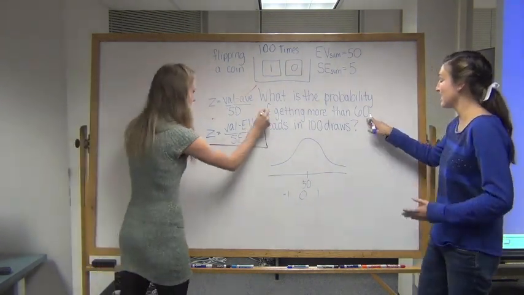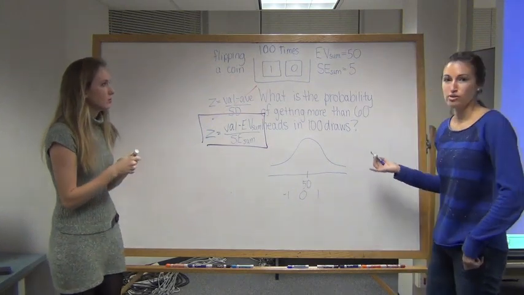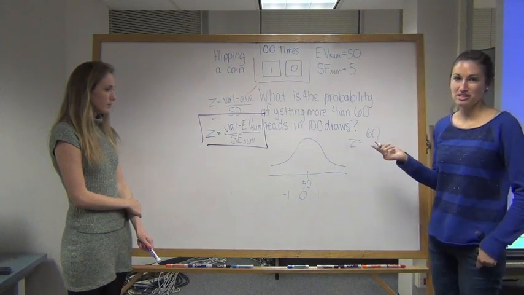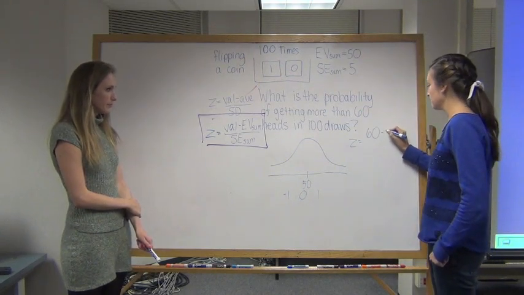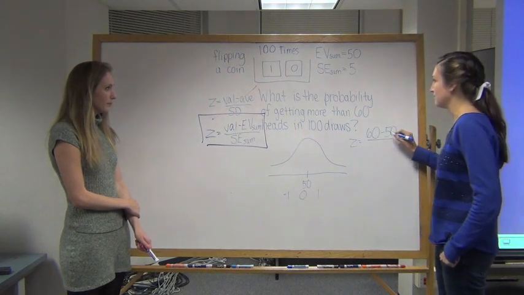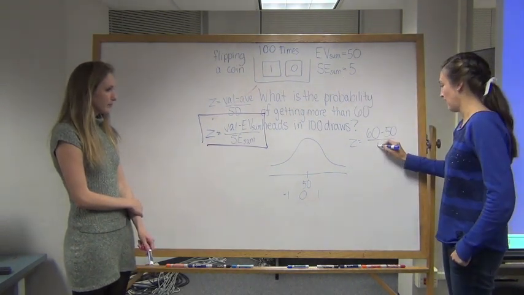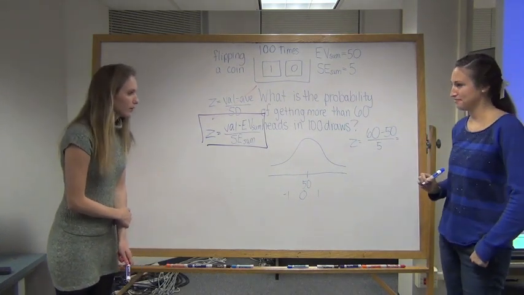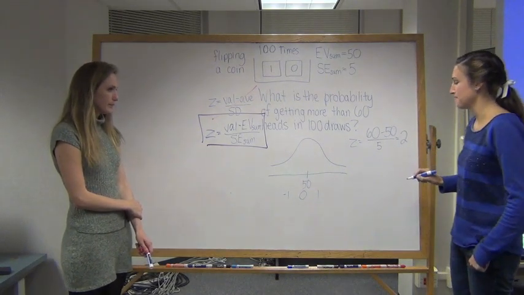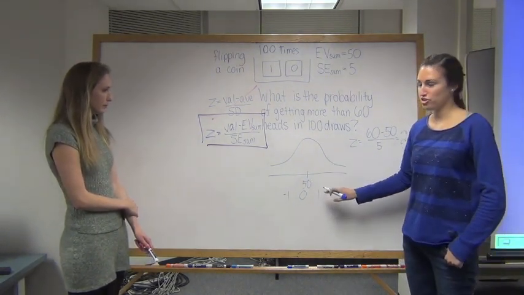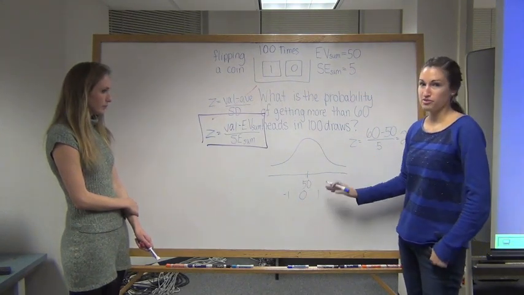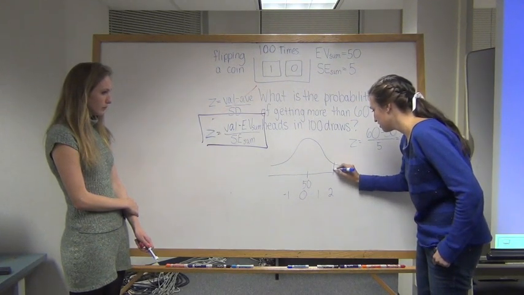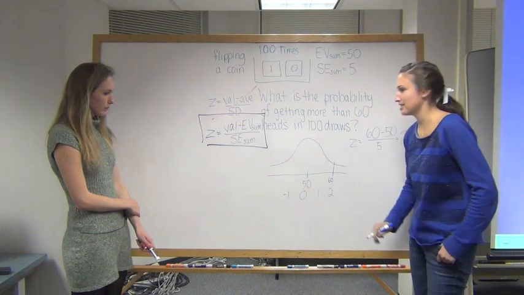Exactly. So now we have 60 as our value. If we're converting it to a z-score, we just have 60 minus the expected value of the sum, which we're given is 50, divided by the standard error of the sum, which is 5. So what do I get for my z-score? 2. Perfect, 2. So now we know where to draw that 60 on a normal curve because it's in the form of a z-score. So we have 0, 1, 2 would be somewhere over here. So this would be 60.